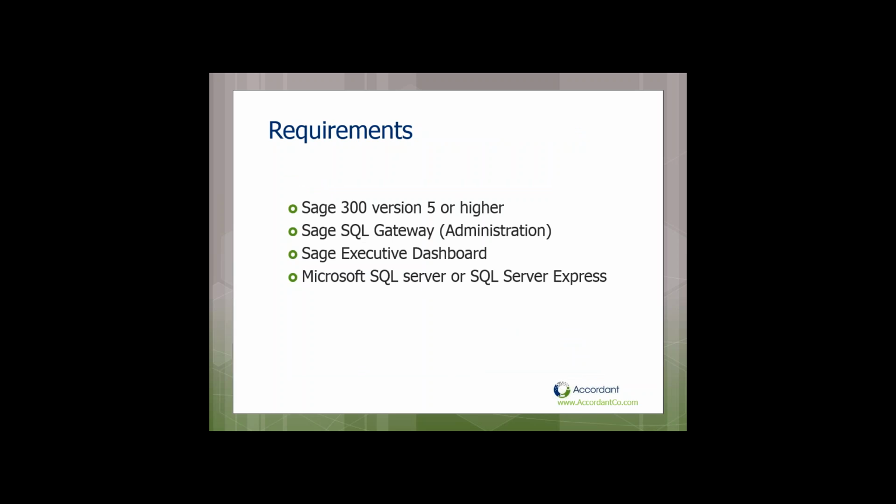So we'll talk about some of the requirements. The four requirements are you need at least to be on Sage 300. This should say version 13.1 revision 5 or higher. So let me just repeat that. The requirements, you need to be at least on Sage 300 version 13.1 revision 5 or higher. You're also going to need to download the SQL Gateway, which I'll demonstrate in a little bit. You'll need to download the Sage Executive Dashboard, so these are separate installations. And then when you download the Gateway, it also comes with a component of SQL Express.